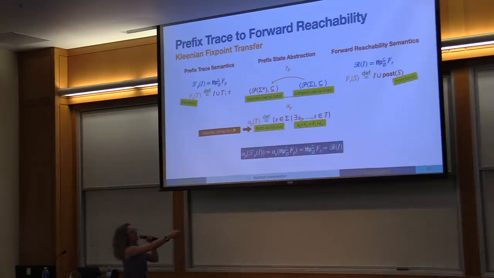So essentially, we can say, okay, the abstraction of my fixed point is the fixed point of this other one. And this fixed point here is my R. And this fixed point here is my prefix trace semantics, to which I apply my abstraction. So basically, I'm saying that this forward reachability semantics is an abstraction of my prefix trace semantics.